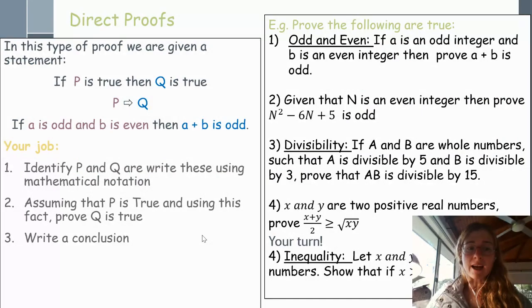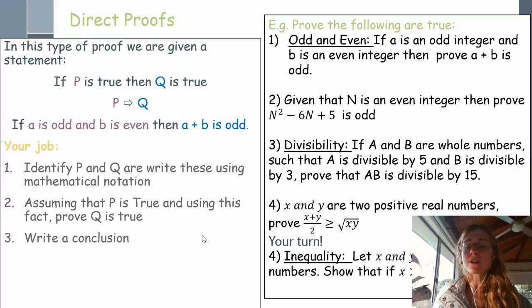First type, direct proofs. So we have a statement. For instance, if a is an odd integer and b is an even integer, then a plus b is odd. Our job is to say, okay, well, if the first part of this statement is true, I have to prove the second statement is also true.